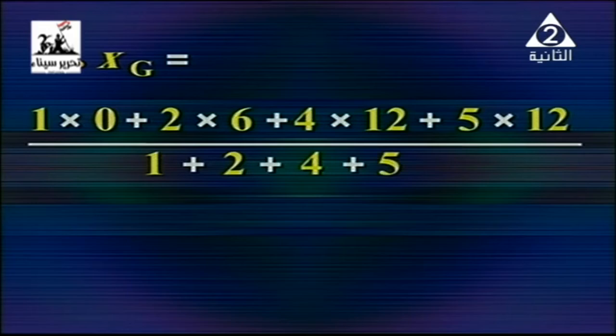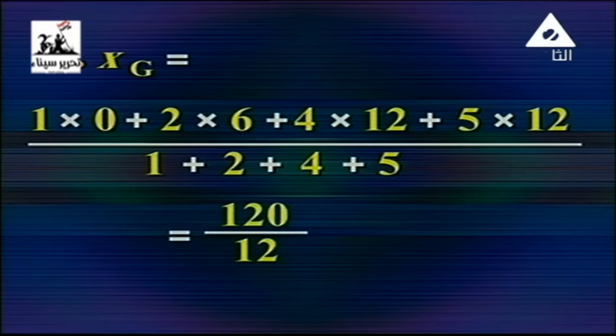By using XG equals what? M1 X1 plus M2 X2 plus up to M5 X5 over the sum of all masses. We have 4 masses: 1 times 0 plus 2 times 6 plus 4 times 12 plus 5 times 12, over the sum of all masses 1 plus 2 plus 4 plus 5. The answer is 10 centimeters. This is XG.